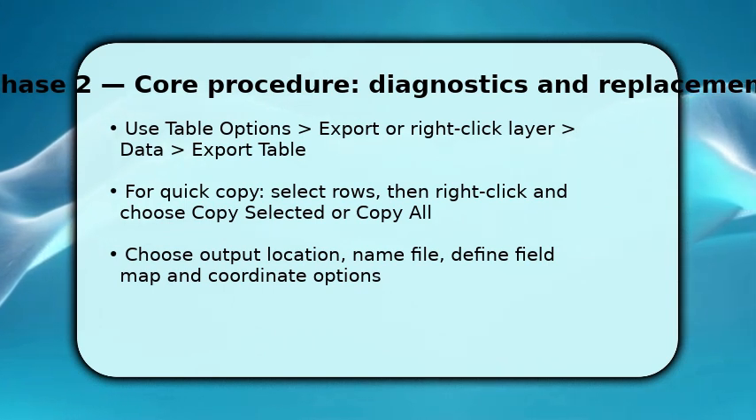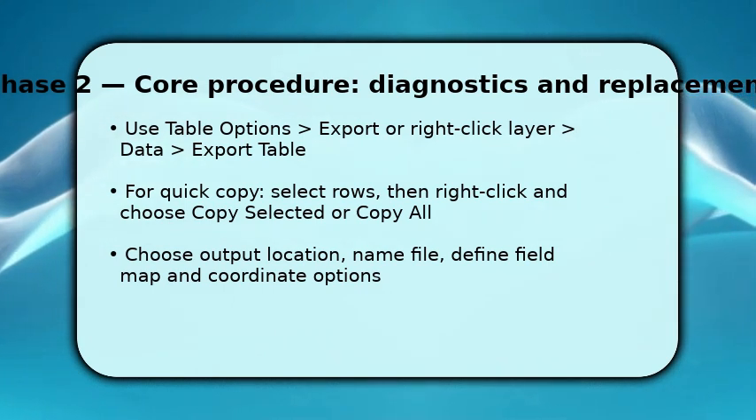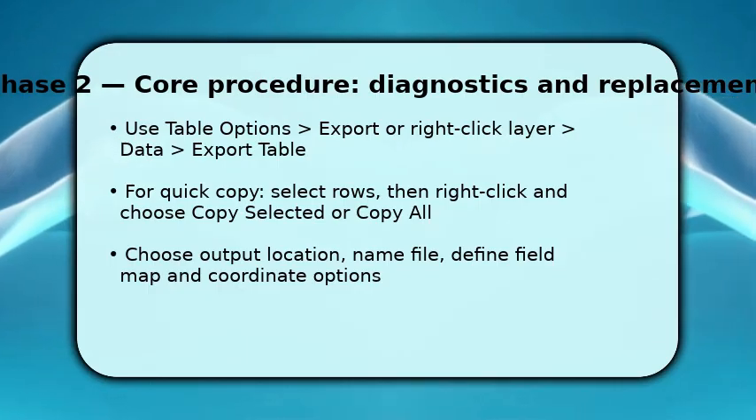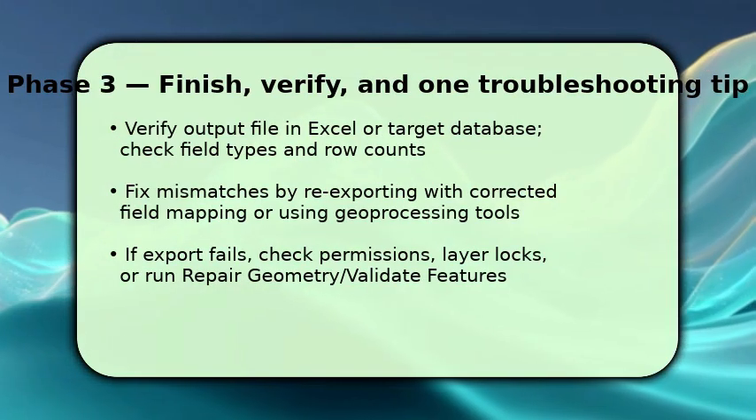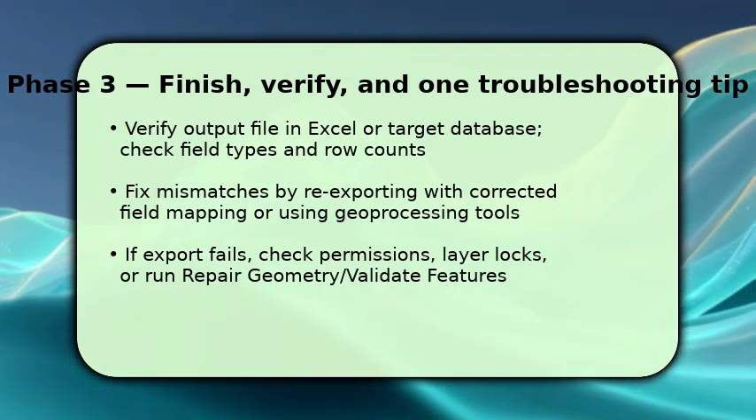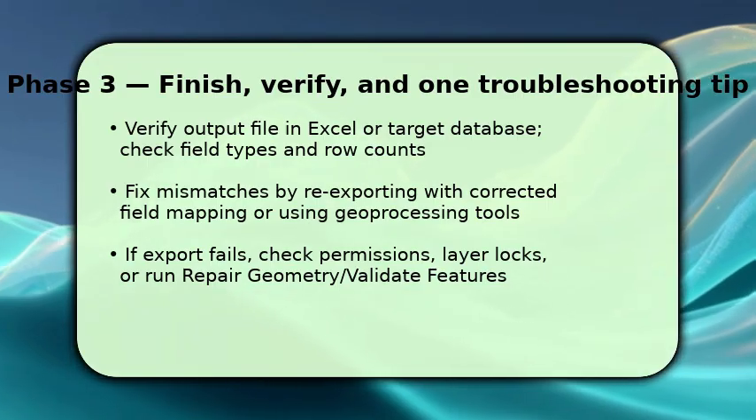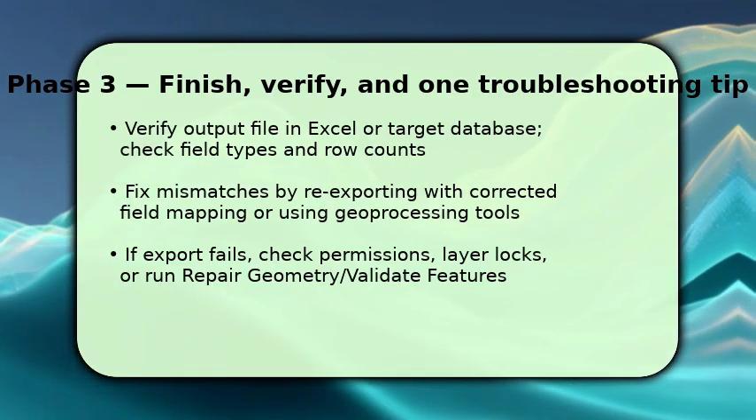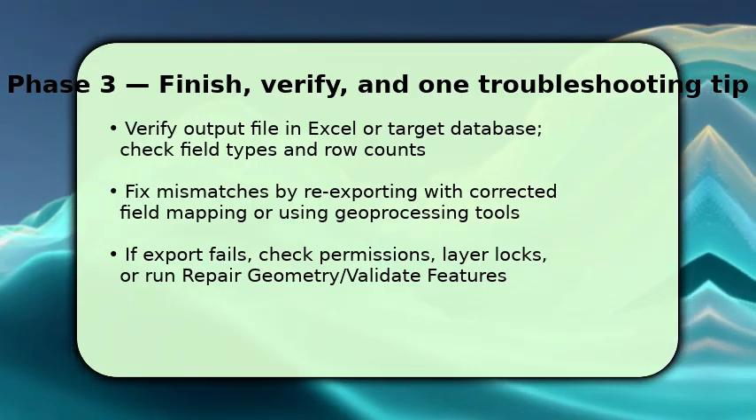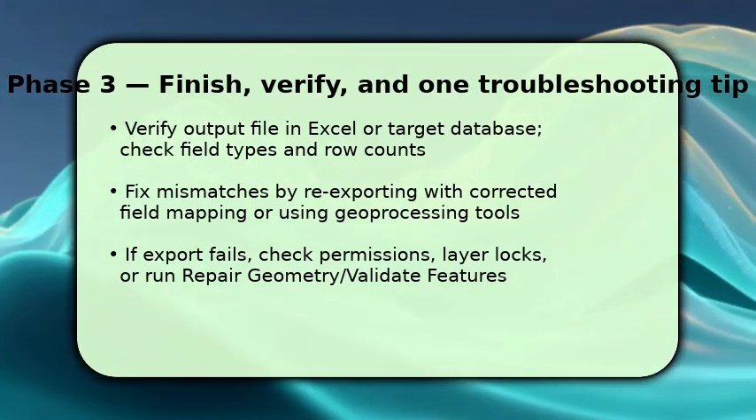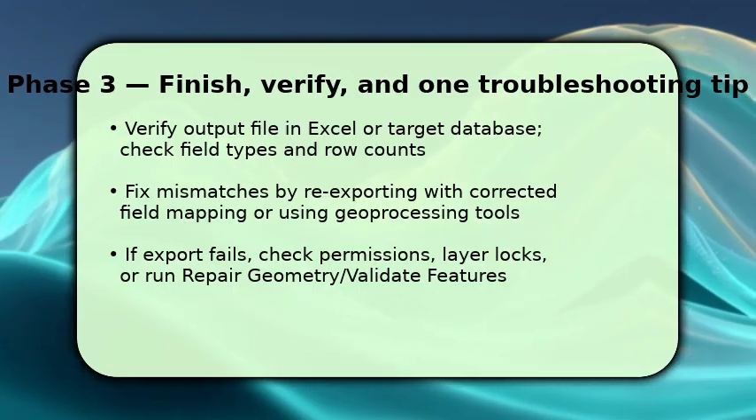You finish by opening the exported file and validating content. Compare row counts, field names, and data types to the original table. This confirms integrity. If you spot trimming, nulls, or typecasts, re-export using explicit field mapping or use ArcGIS geoprocessing tools to convert types before export.